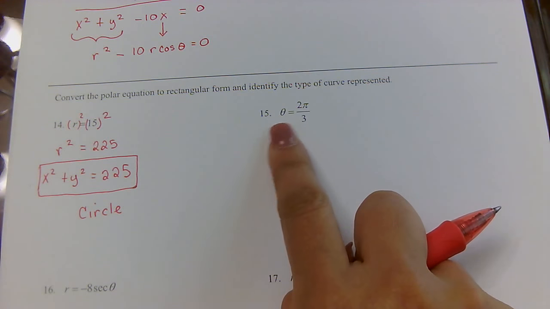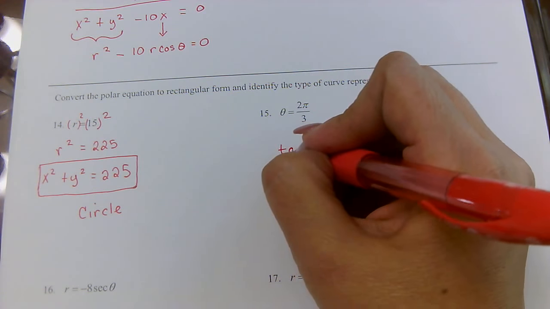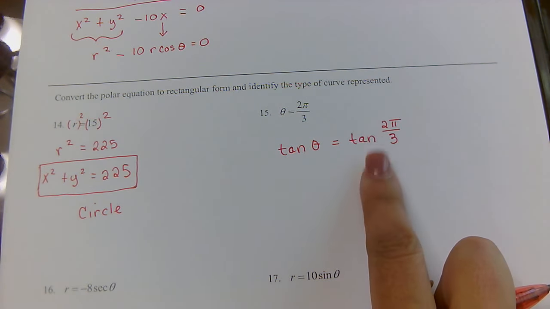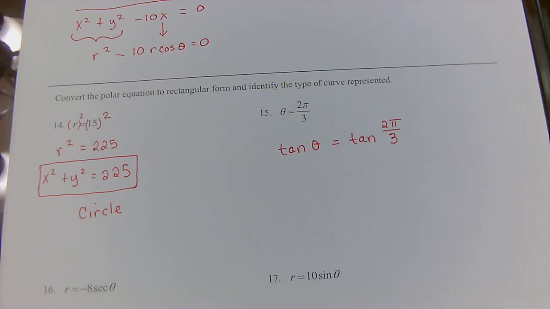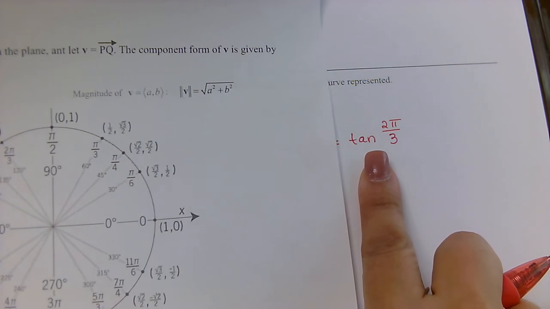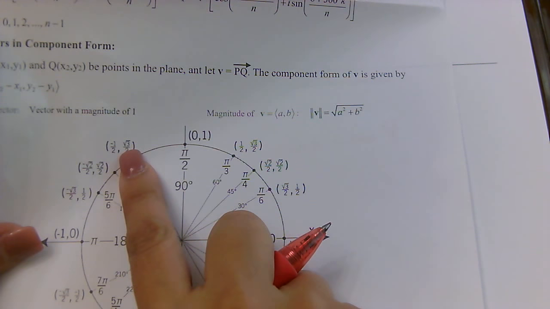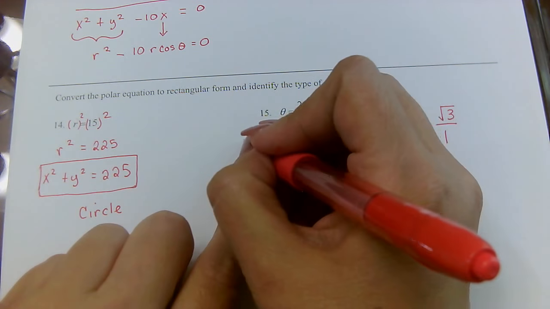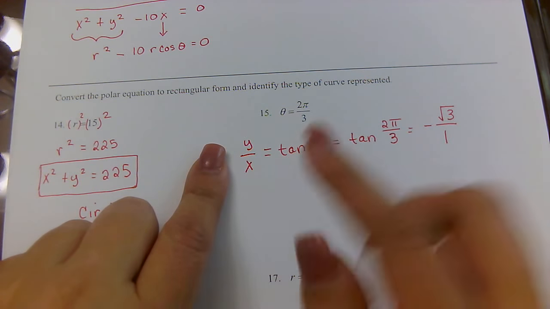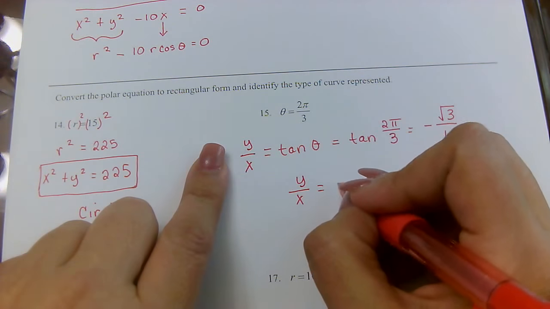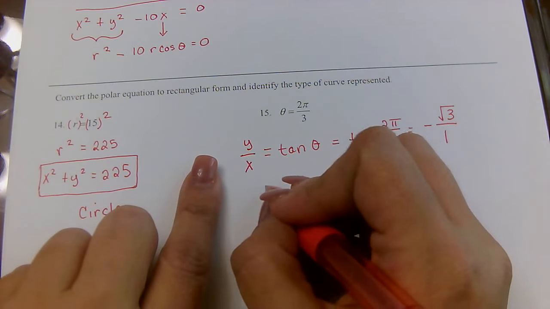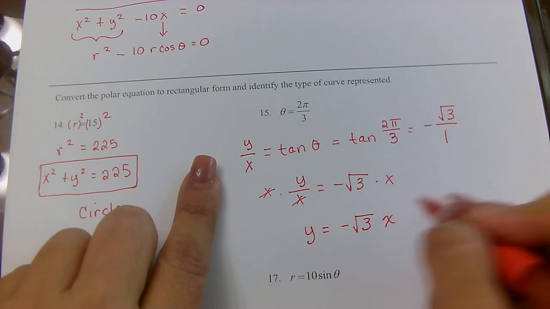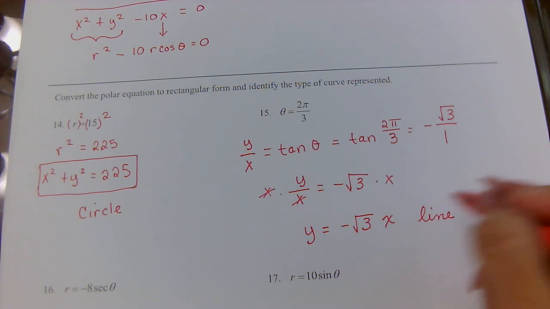Number 15, whenever you have a theta on this side, what you're going to do is apply a tangent to both sides. So tangent theta is equal to tangent 2 pi over 3. We can evaluate tangent of 2 pi over 3 using the unit circle. It is equal to negative square root of 3 over 1. What is tangent of theta equal to? y over x. So y over x is equal to negative square root of 3. Multiply both sides by x, these cancel, and I get y is equal to negative square root of 3 times x. This is going to be a linear equation.